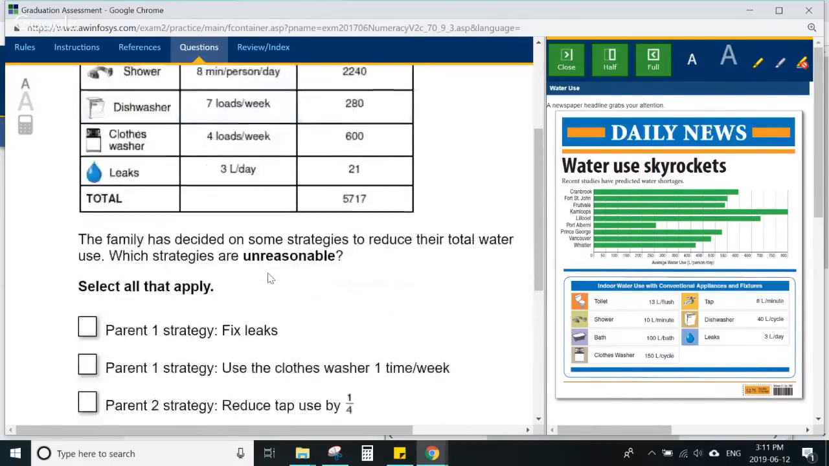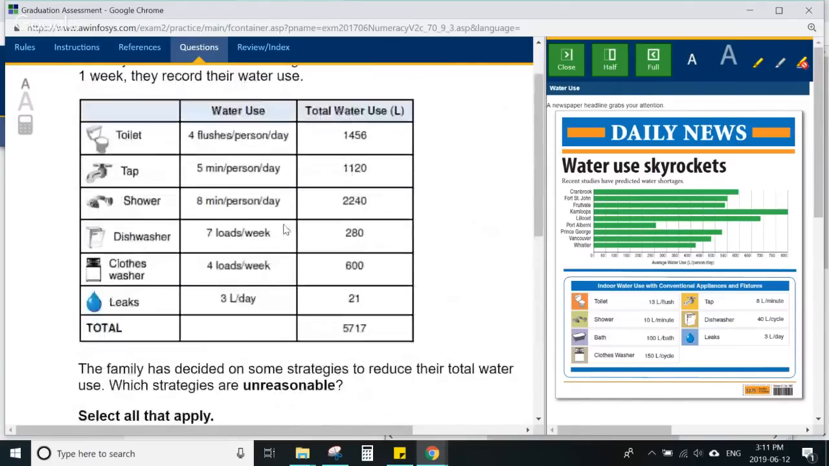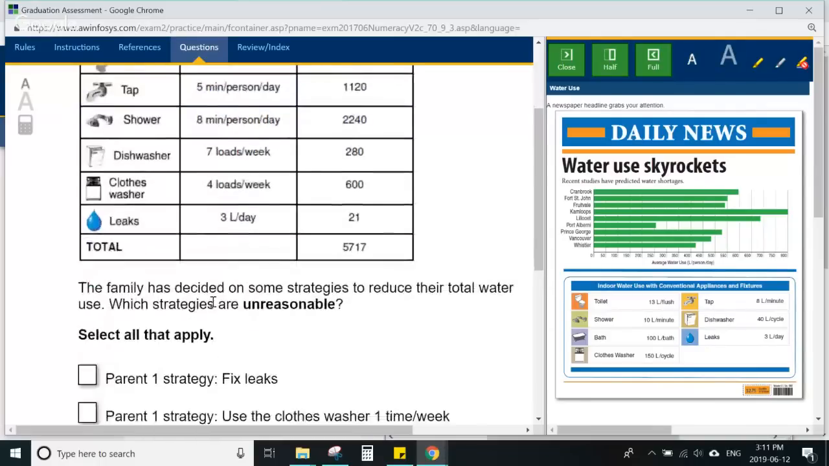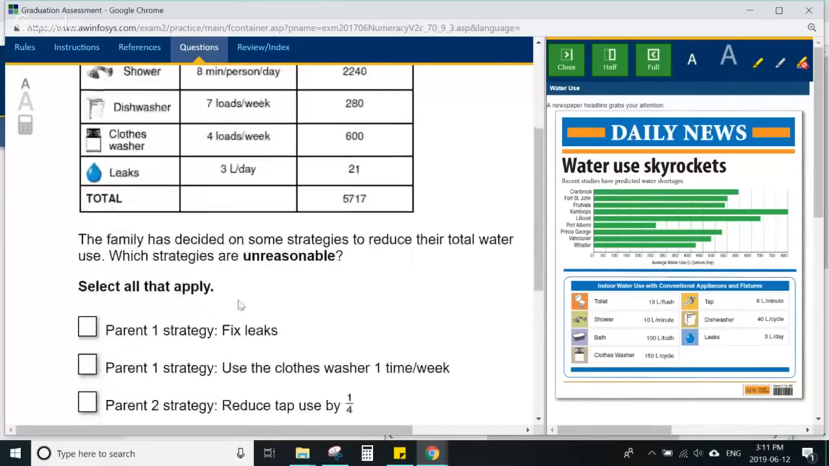Okay, in this case, parent strategy 1, fix the leaks. Let's see, where are our leaks? We're losing 3 liters per day, or 21 per week. Okay, fix the leaks. That seems reasonable. Parent strategy 2, use the clothes washer 1 time a week.